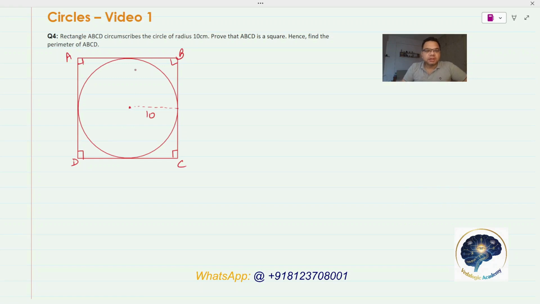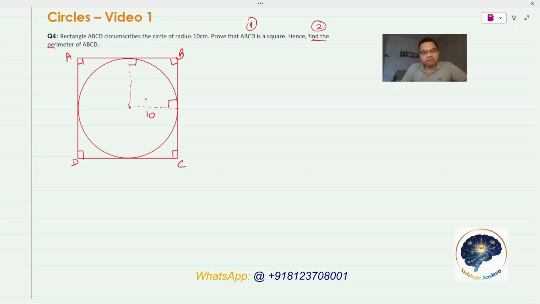Now we have to prove that this rectangle is a square. That's the first thing that we have to do. And we also have to find the perimeter of ABCD, right? So these two things we need to do. First is the proof, and the second is the perimeter. So let's see how to do this. So this is our radius. So these are 90 degrees again, right?